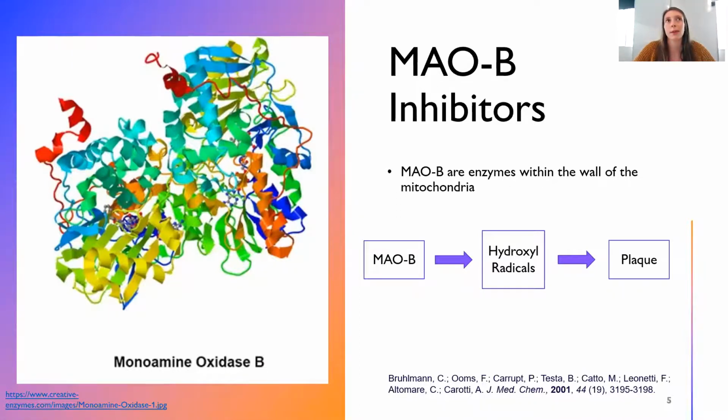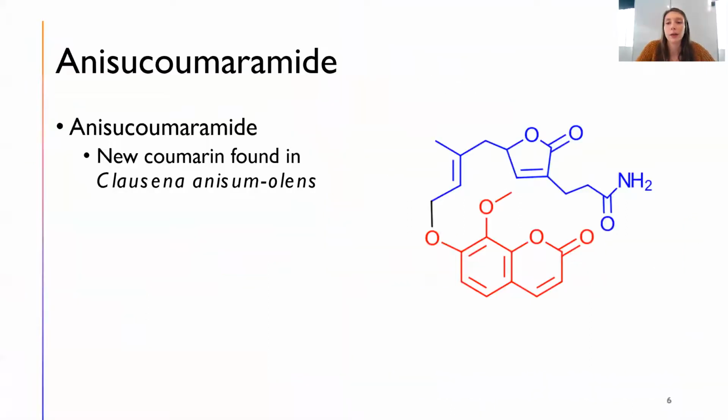With Alzheimer's disease specifically, how we treat that disease is we introduce an inhibitor that cuts off that pathway so that the disease cannot progress as fast as it otherwise might. Anisucoumaramide, which is the molecule we talked about in the title, is a newly discovered coumarin that has MAO-B inhibitor potential. This molecule was discovered in a paper in 2017, and it's isolated from a plant called Clausena anisum-olens.